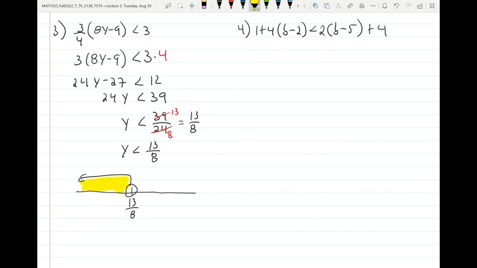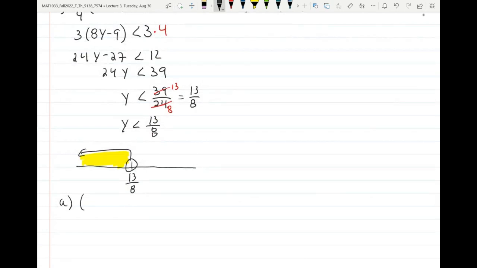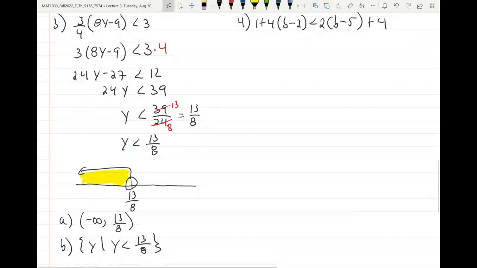And the moment that you have your picture, then the rest is automatic. Interval notation: negative infinity, comma, 13 over 8, parentheses all the time, and then the separator notation. Be this guy. You okay with this? Okay.